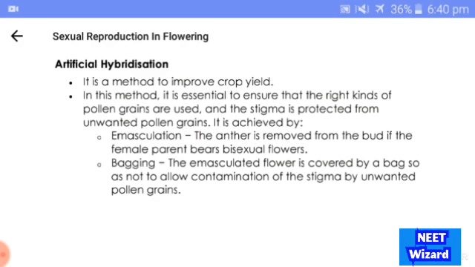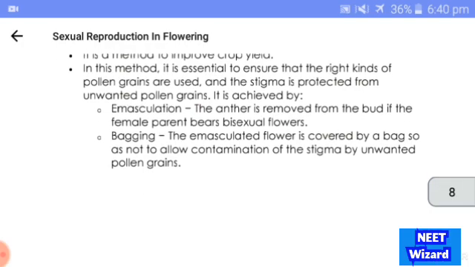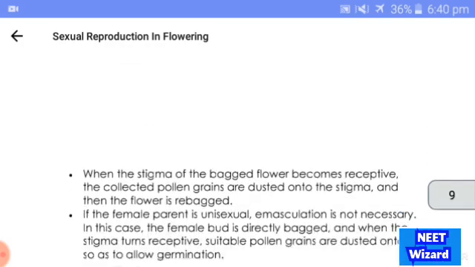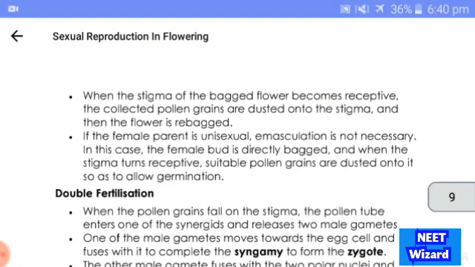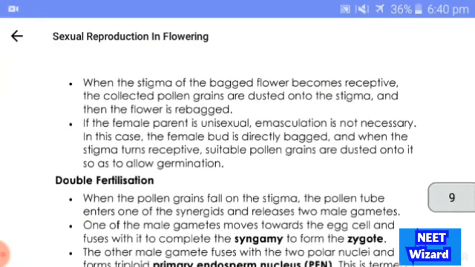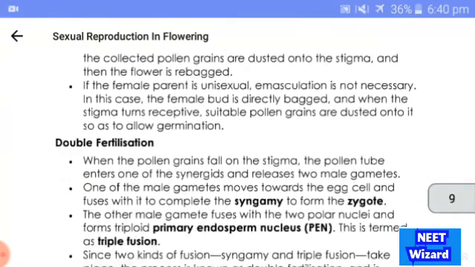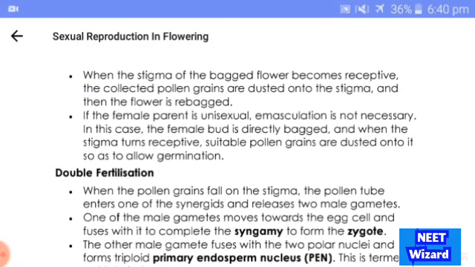The anther is removed from the bud if the female parent bears bisexual flowers. Second is bagging. The emasculated flower is covered by a bag so as not to allow contamination of the stigma by unwanted pollen grains. When the stigma of the bagged flower becomes receptive, the collected pollen grains are dusted onto the stigma and then the flower is rebagged.